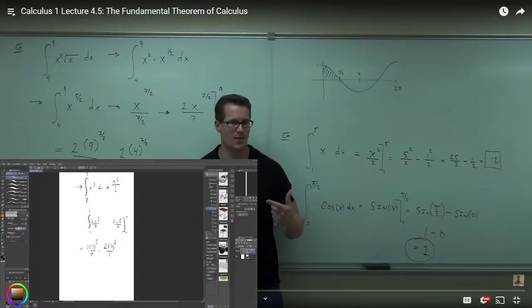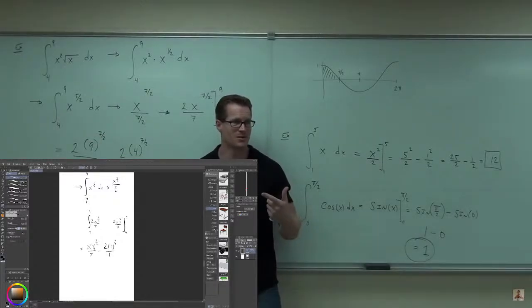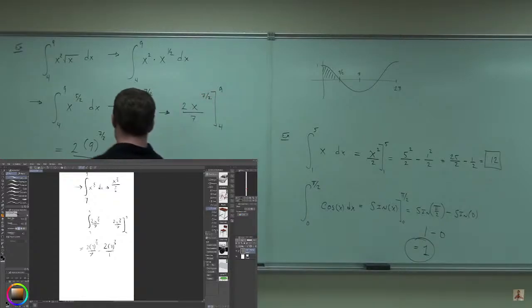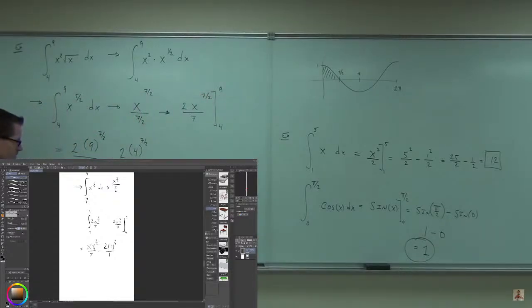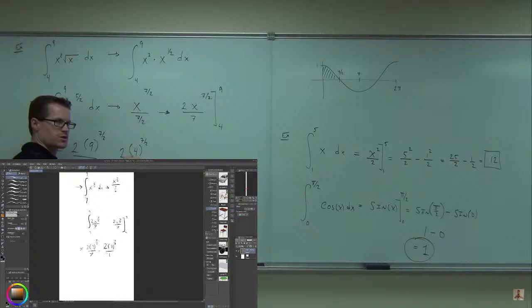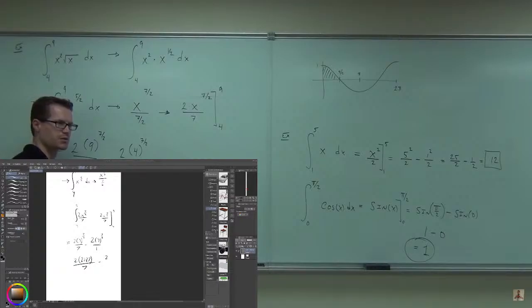I can't do that in my head. That's a pretty big number. 3 to the 7th is huge. So this is 2 times, someone tell me what 9 to the 7/2 is, or 3 to the 7th. How much? Minus. The square root of 4 is 2. Then you do 2 to the 7th.